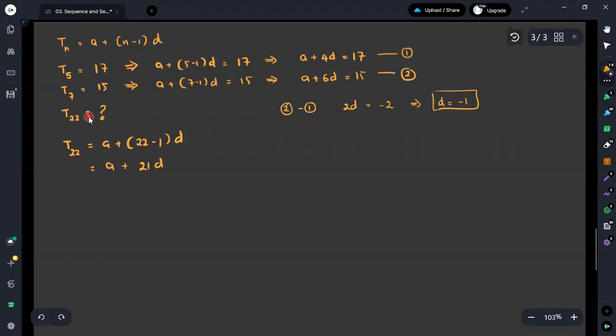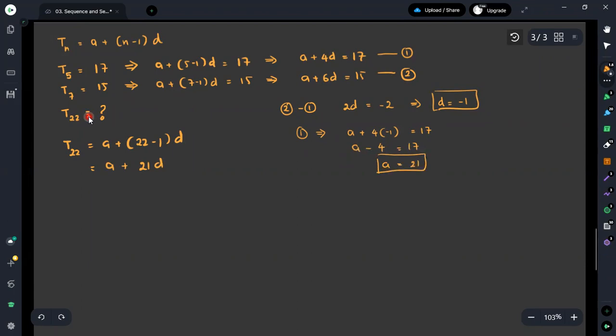Now we know that the value of D is equal to minus 1. Then using one of these equations, we can do the substitution of D equals minus 1 and simply obtain the value of A. Here I will take the first equation. A plus 4 times minus 1 is equal to 17. Then A minus 4 is equal to 17. Therefore, A is equal to 21.